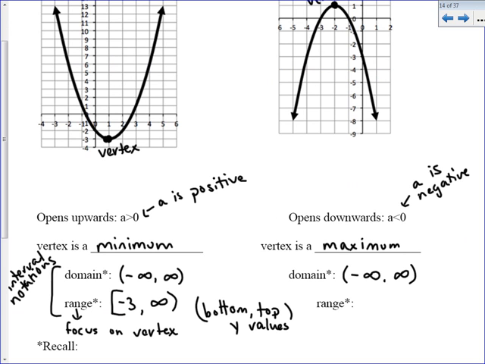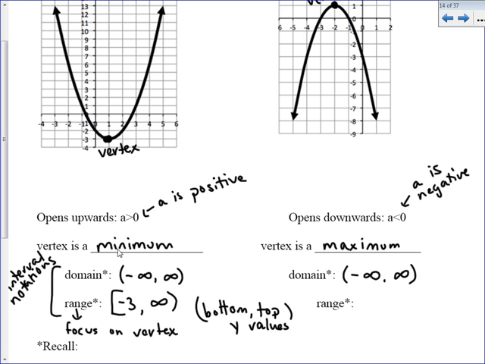So the vertex is going to come into play in your range. The domain is the same 100% of the time. But for your range, you're looking for the bottom of your graph first and then the top of your graph. Sarah? Yes, the range is always the y-axis.